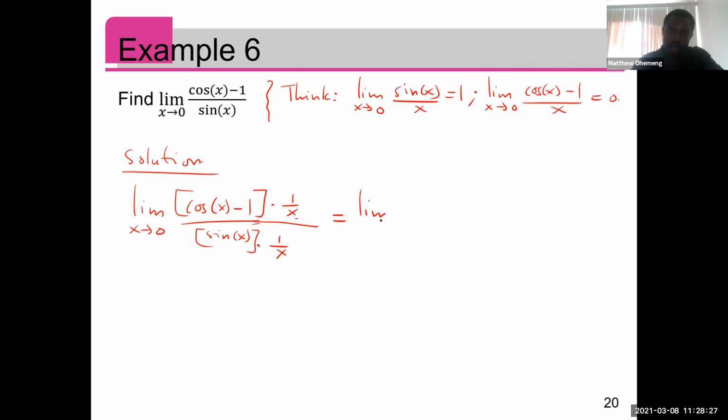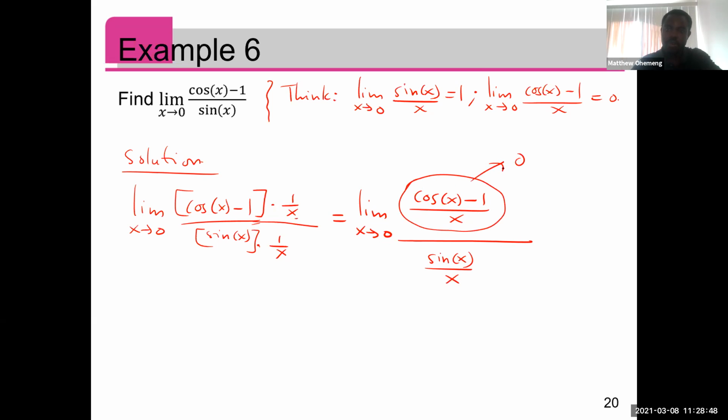Well, let's see. This is now going to become the limit as x approaches 0 of (cosine of x minus 1) all over x. And then the denominator is just sine of x all over x. Oh, nice. What do you see? I see these structures. Now, the radian here is approaching 0 for the given limit. And then the same structure is what I see here. So that means this thing is approaching 0. That is approaching what? 1.